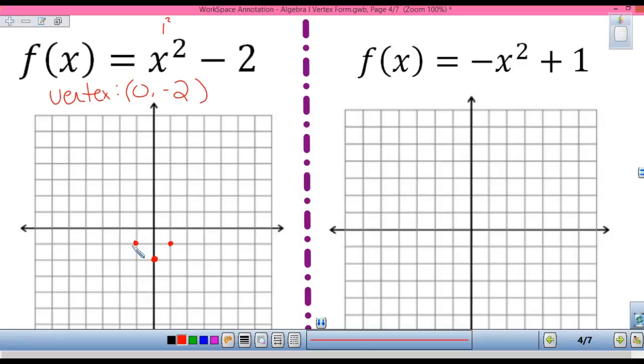4 minus 2 is 2. So 2 and 2, 2 and 2. Okay, and now I have enough points that I can make my graph.